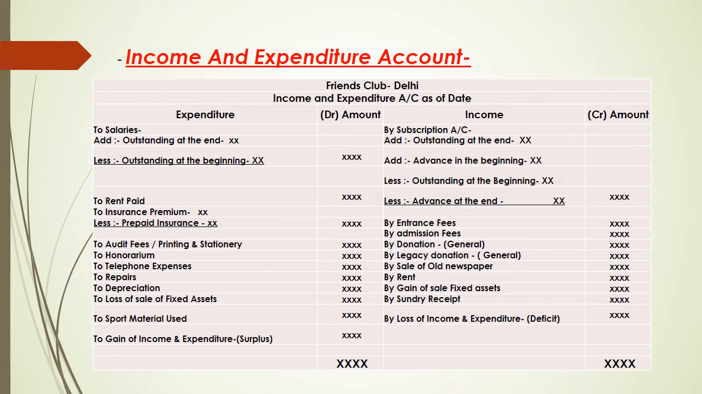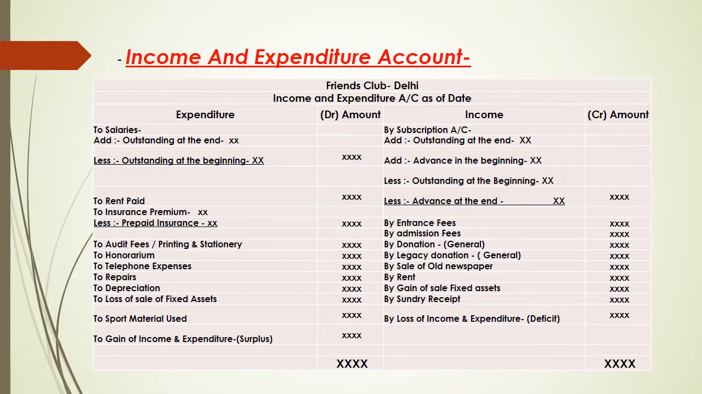Likewise, a legacy donation should also be general, so it should be recorded under the income side. If it is any specific donation, like a building donation, car donation, or something like that, it should be recorded under the liability side of the balance sheet. Okay, student. Now the next point is the sale of old newspaper.